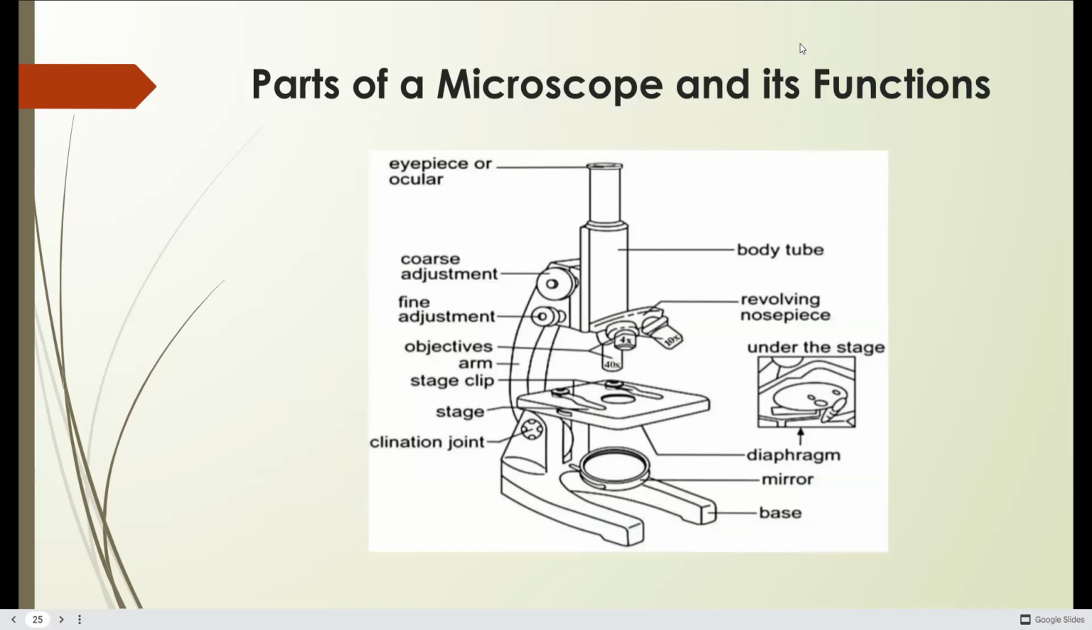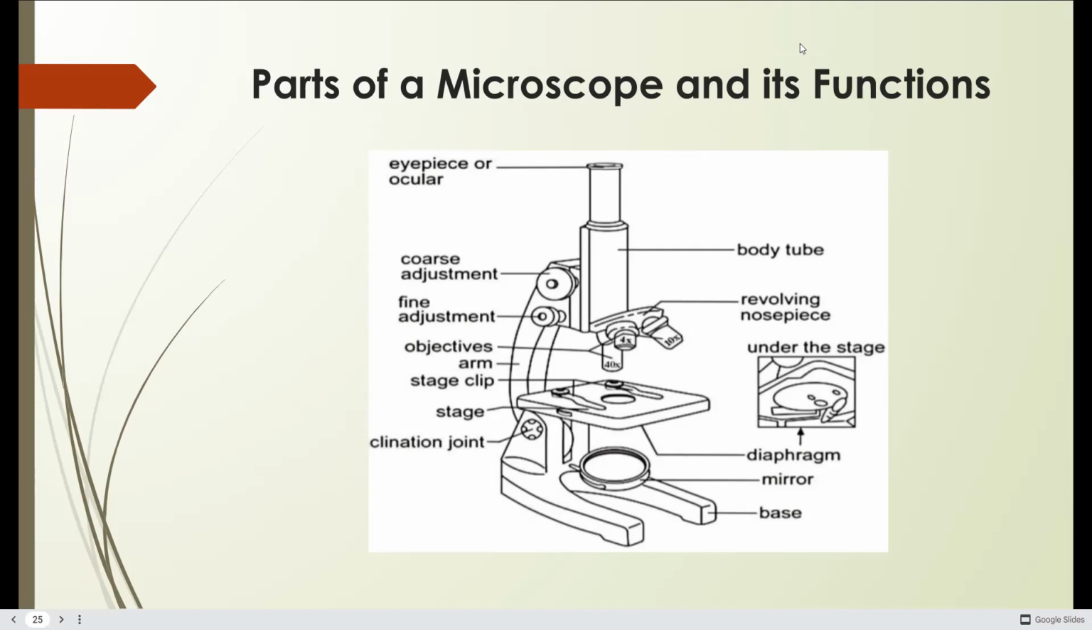On the top we have the eyepiece, and optional. This is the arm. The coarse adjustment screw or coarse adjustment knob. The fine adjustment screw, this is for better focus. These are the objectives. Body tube, revolving nose piece in order for us to select a particular objective.